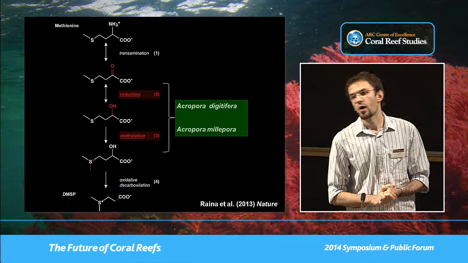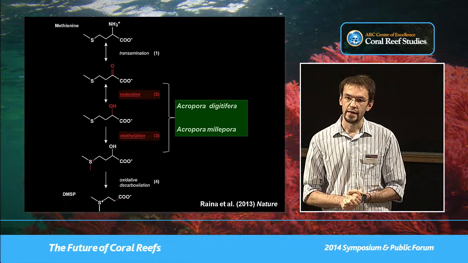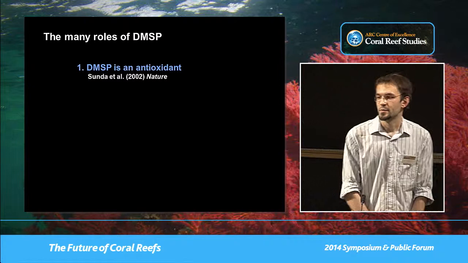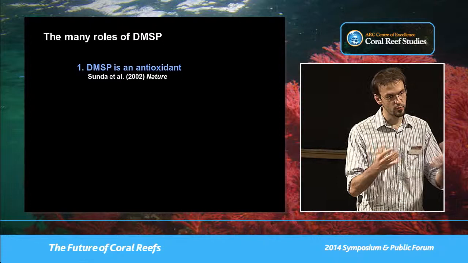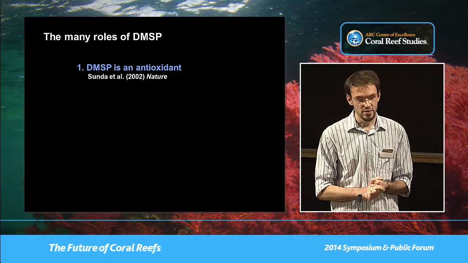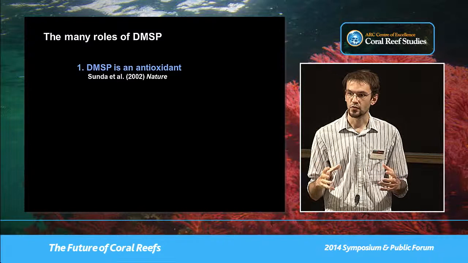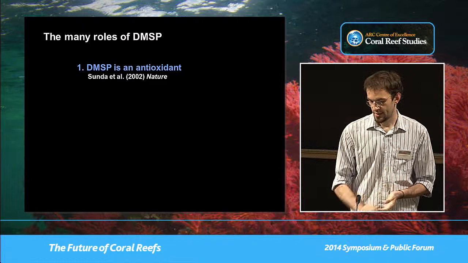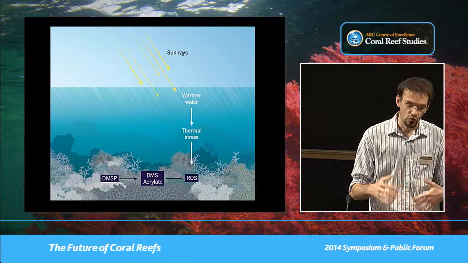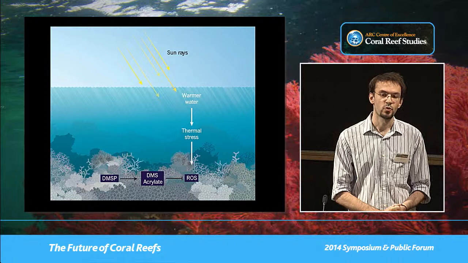But you might wonder why corals would produce a molecule that's already produced in large amounts by Symbiodinium. I mentioned at the very beginning of the talk that DMSP is a very important molecule. Not only is it the precursor of DMS, which is a climate-active molecule, but it also has many roles on its own. DMSP is a very potent antioxidant. It reacts very quickly with hydroxyl radicals, which are produced in large amounts during stressful events. So it might be that during coral bleaching, corals will produce more DMSP to counteract the production of free oxidative oxygen species.